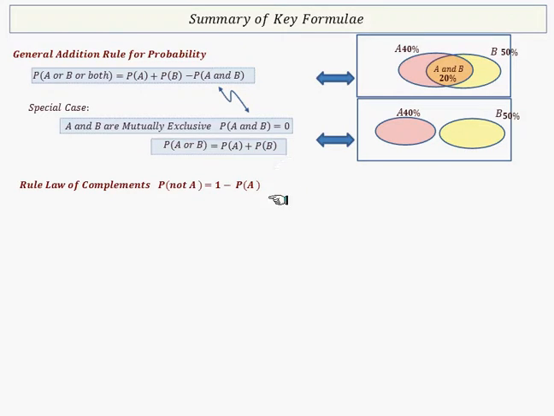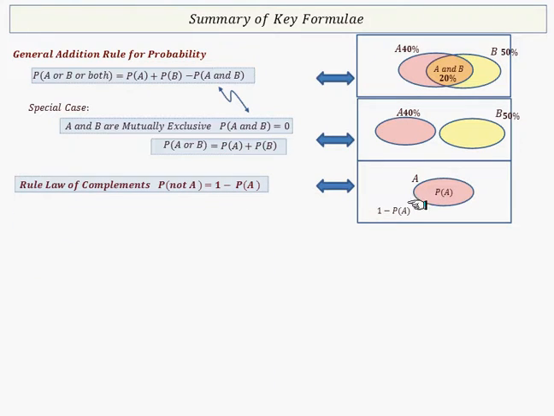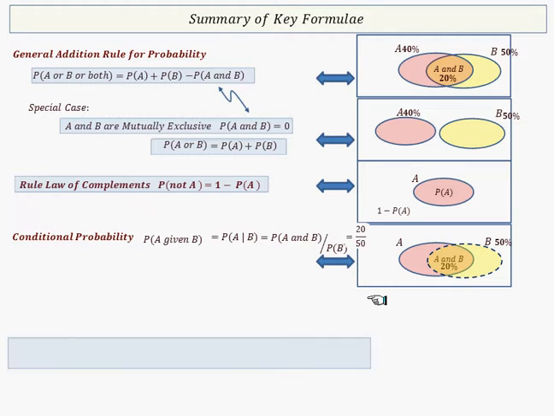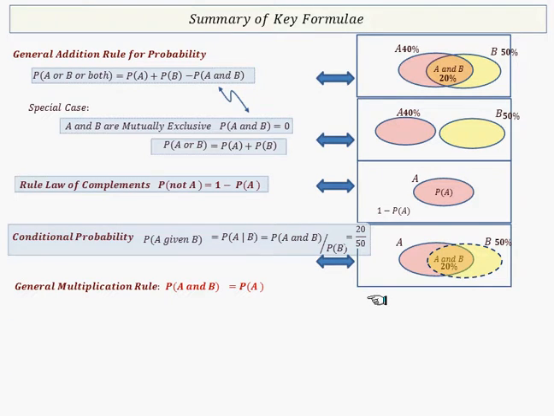Rule of complement says the probability of not A is 1 minus the probability of A. As you can see coming on the screen here, whatever this is, 1 minus that. The total must be 1. Conditional probability, A given B. If we know B has happened, then the probability of A given B is the probability of A and B divided by the probability of B. So if we know B has happened, which is 50%, the probability of A also happens is 20 out of 50, or 40%. General multiplication rule: probability of A and B is probability of A times probability of B given A.